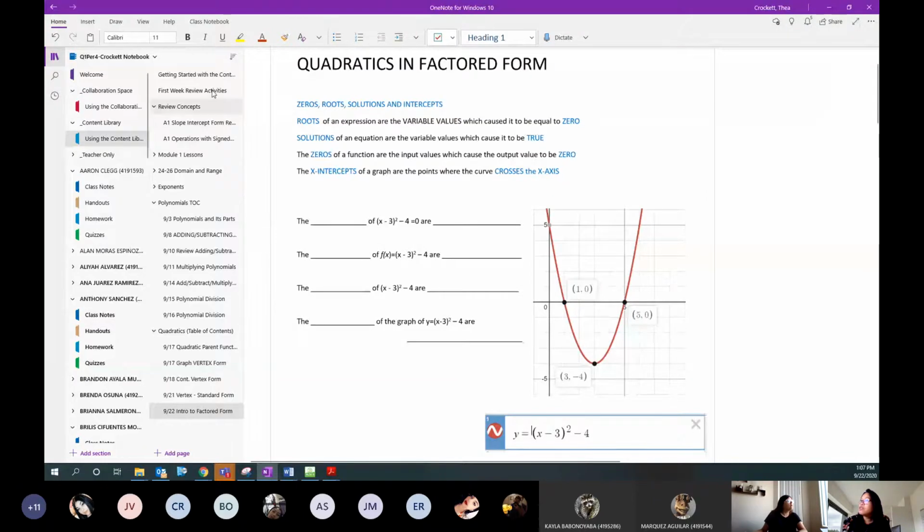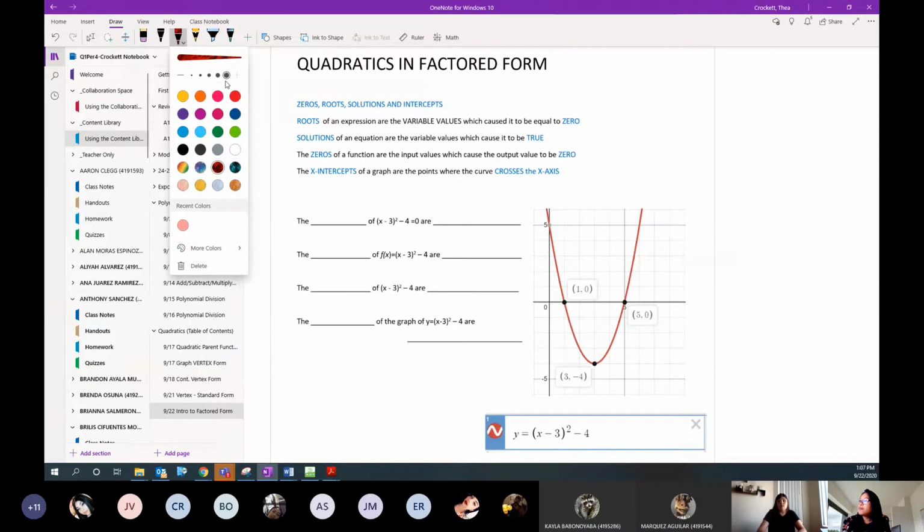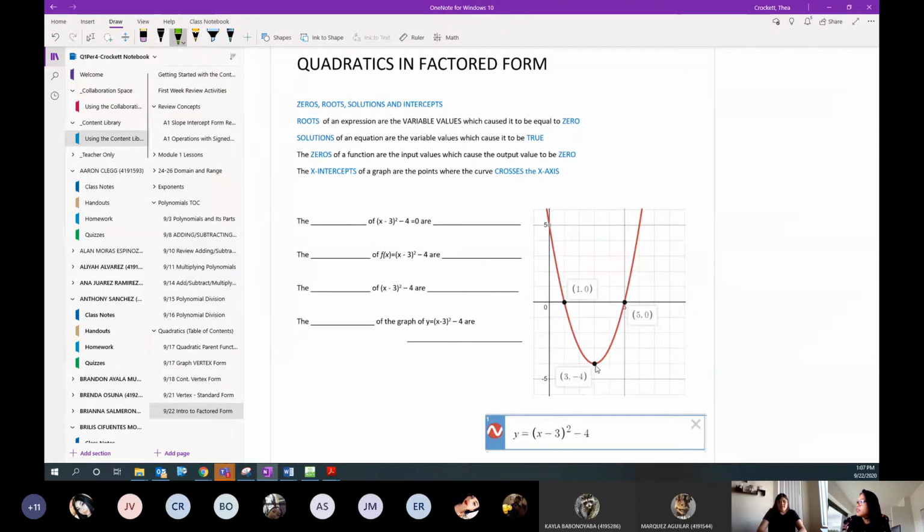So it follows the pattern of 1, 3, 5. If this is the vertex, it's going to go 1 to the side and 1 up, 1 to the side and 3 up, 1 to the side and 5 up. And it's going to be the same thing on the other side because parabolas are symmetric.